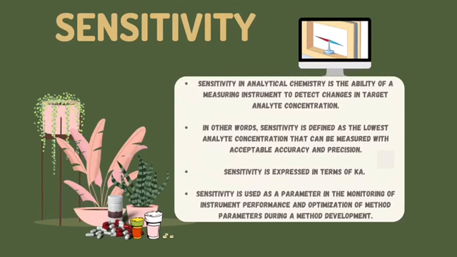Sensitivity in analytical chemistry is the ability of a measuring instrument to detect changes in target analyte concentration. In other words, it is defined as the lowest analyte concentration that can be measured with acceptable accuracy and precision. Sensitivity is expressed in terms of Ka and is used as a parameter in the monitoring of instrument performance and optimization of method parameters during method development.